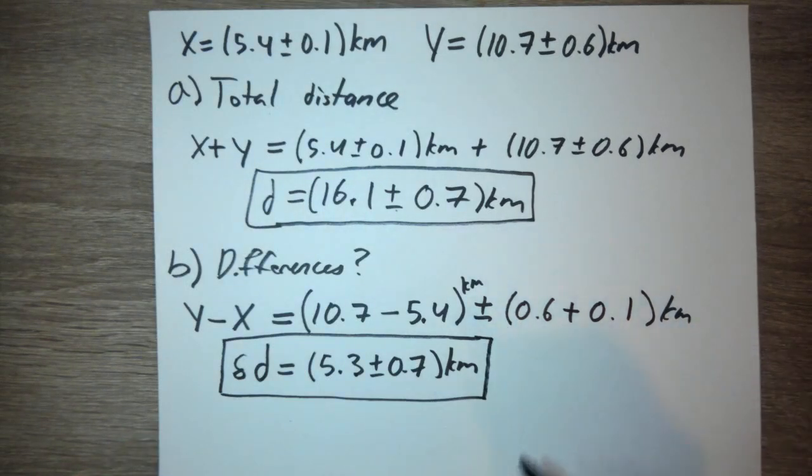So that's a brief introduction and an example to how you can add and subtract uncertainties. And in the next video, I will look at how we can multiply and divide them.